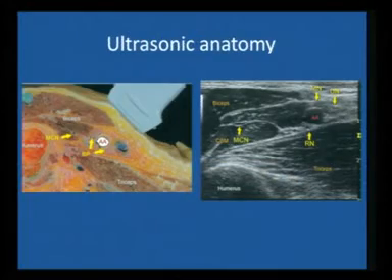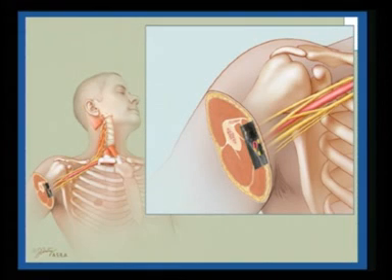And this is the cut section picture. You can see the brachial plexus present around the axillary artery. And this is the ultrasonic picture where you see the axillary artery and all the branches of the cords like median nerve, ulnar nerve, and radial nerve. And this is the musculocutaneous nerve, which is present between the biceps as well as coracobrachialis. And this is a short picture showing the axillary sheath that covers all the contents in the axilla.